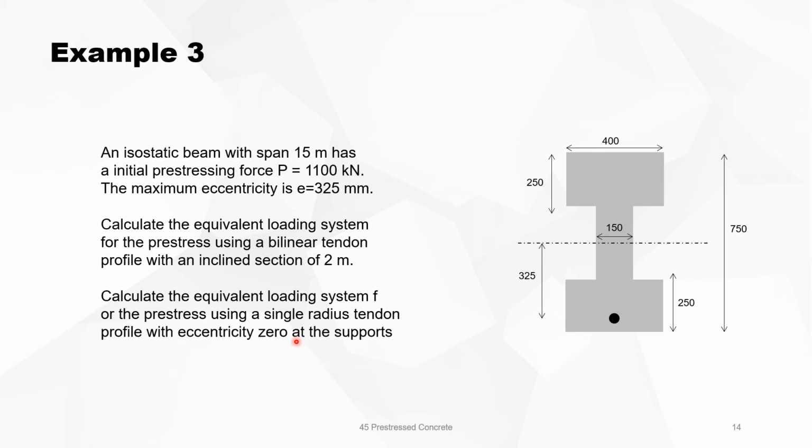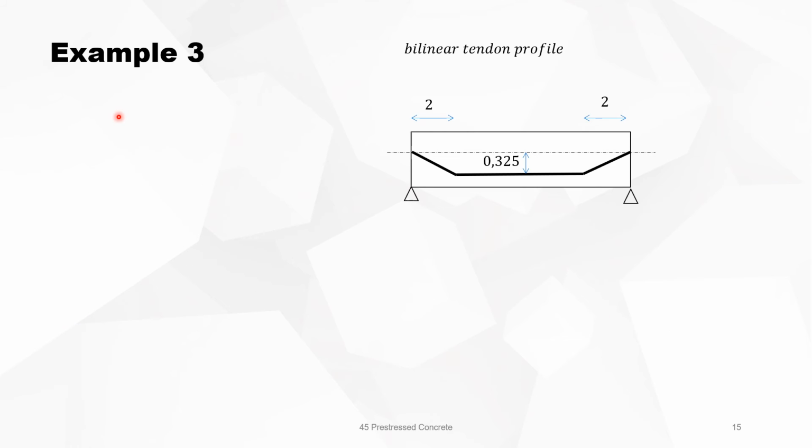So we have now two options. The tendon profile is bilinear or a single radius tendon, and we will have to calculate the equivalent forces for those two cases. Let's assume the first case, the bilinear tendon profile with the first 2 meters inclined. The maximum eccentricity is 0.235 meters, and this is then the tendon profile. Now we are looking for the equivalent forces.